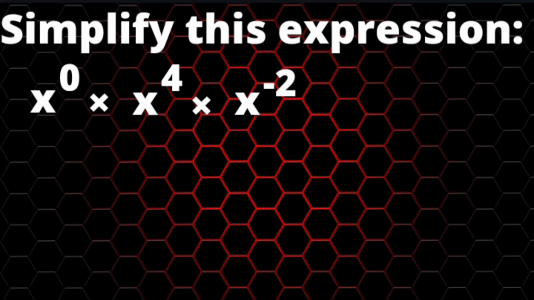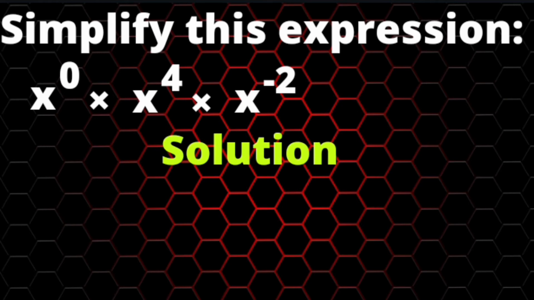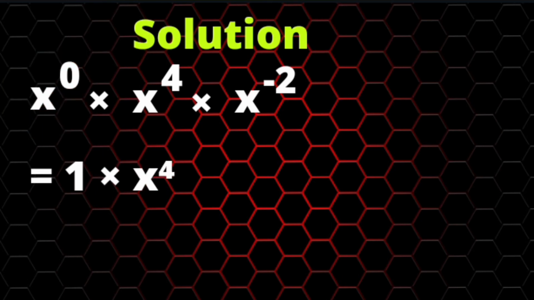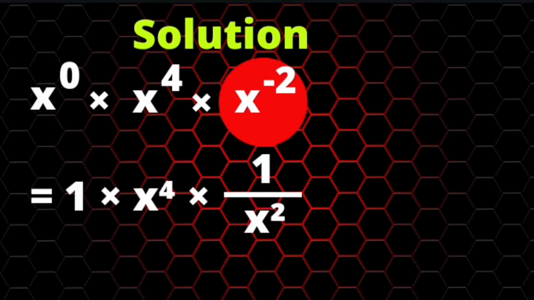Simplify this expression. X raised to power 0 times x raised to power 4 times x raised to power minus 2. We have a combination of the 0 power law and the negative power law here. Now remember that anything raised to power 0 is 1. So x raised to power 0 is equal to 1. And then we have times x raised to power 4. I told you that when you have the negative power, you replace the negative power with 1 all over, and then you put what is left off as the denominator. So x raised to power minus 2 will be 1 all over x raised to power 2.